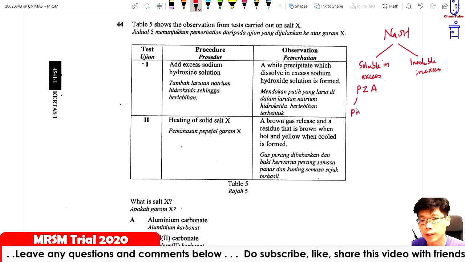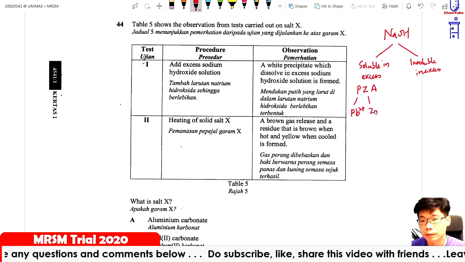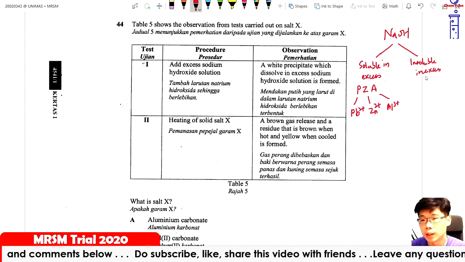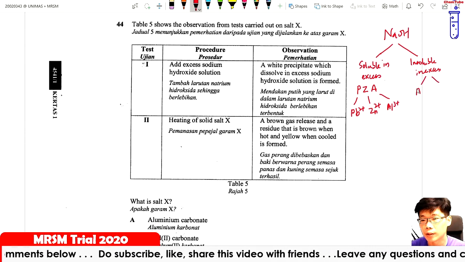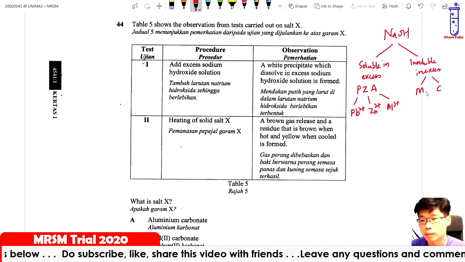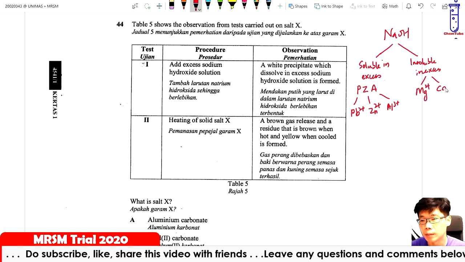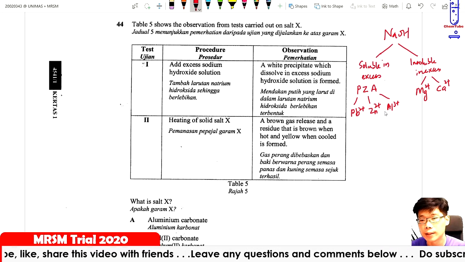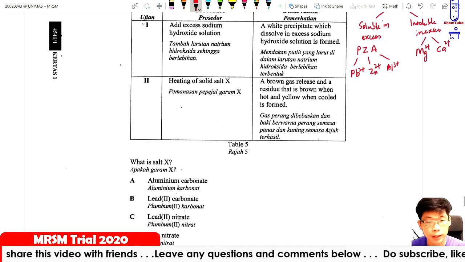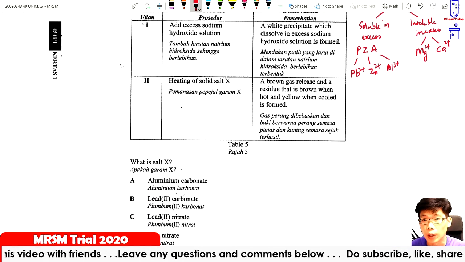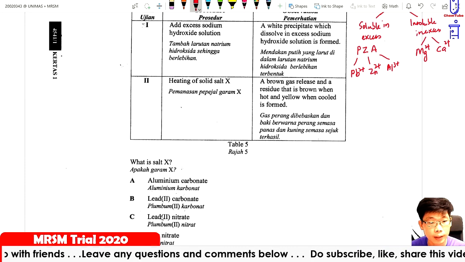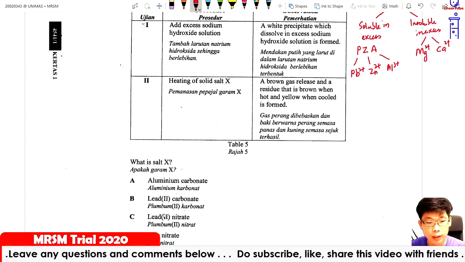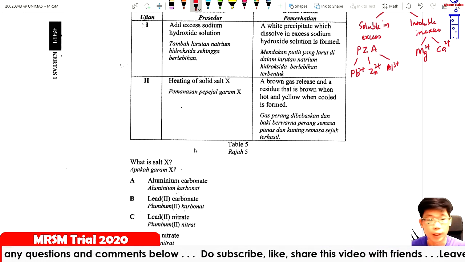P stands for lead, Z stands for zinc, and A stands for aluminium. Then insoluble, we have MC. M stands for magnesium and C for calcium. Here the white precipitate dissolves in excess, so it can be lead, zinc, or aluminium. So we see what the choices are. It can be lead, aluminium, or zinc. So we still cannot determine.